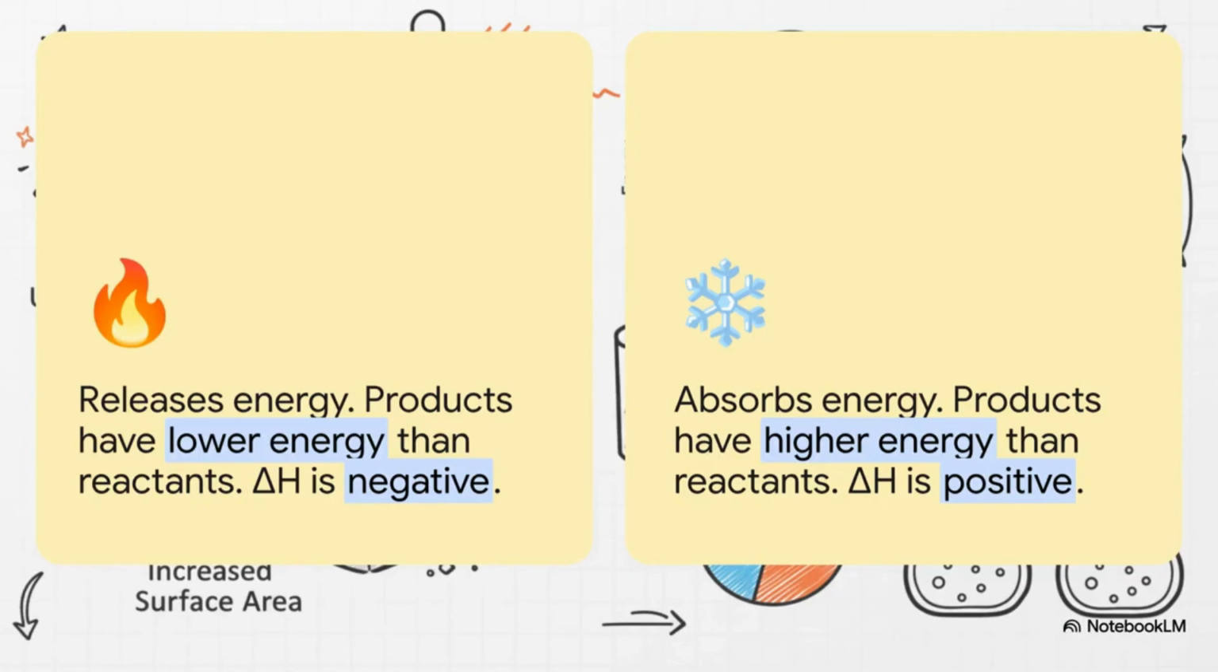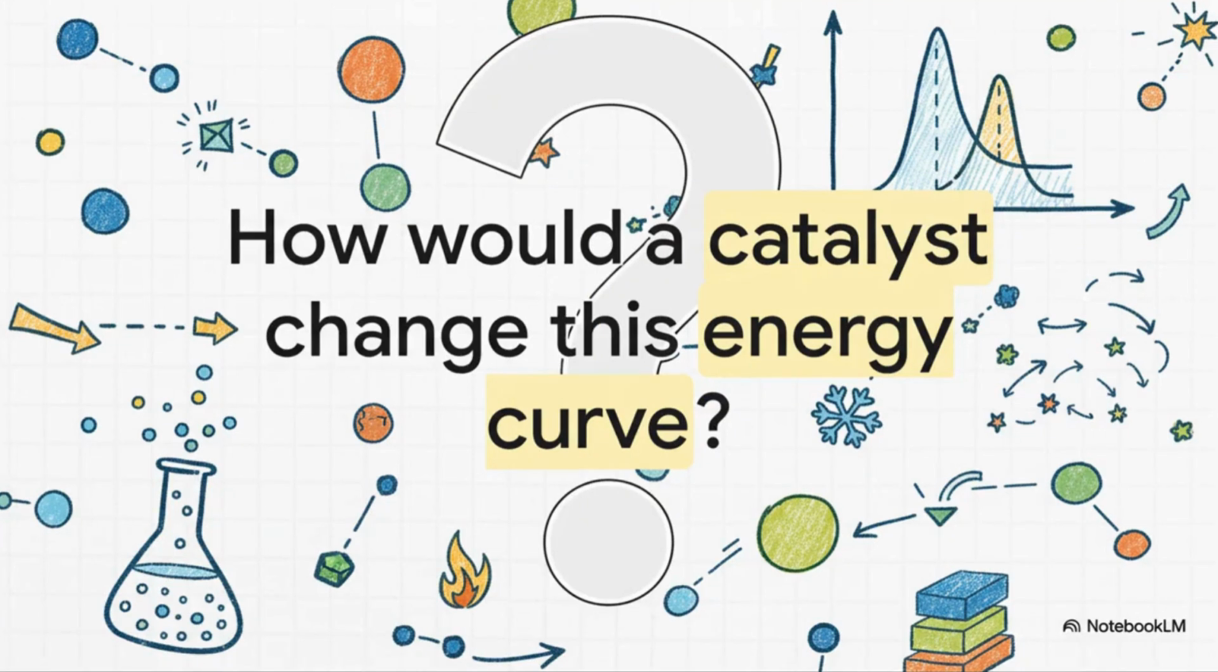We can actually map out this whole energy journey. For an exothermic reaction, you release energy, so the products end up at a lower energy level than where you started. For an endothermic one, you absorb energy, so the products are at a higher level. But look closely. Notice how in both cases, you still have to climb that activation energy hill just to get things going.